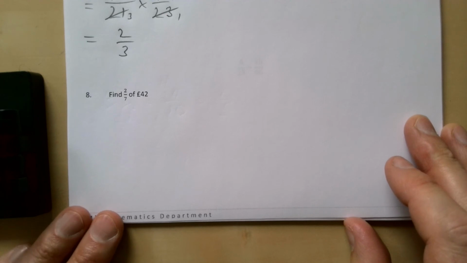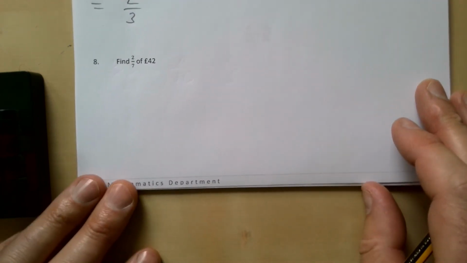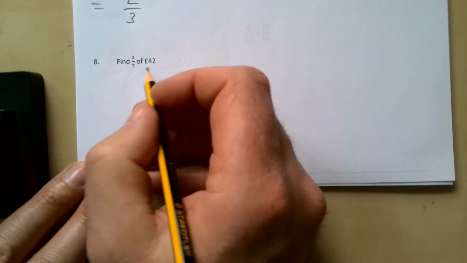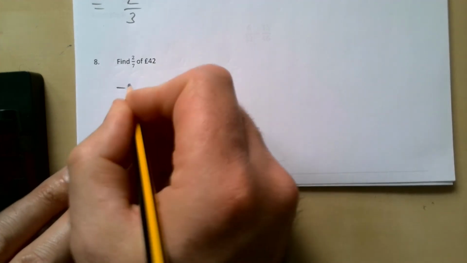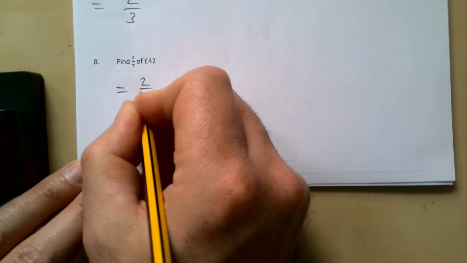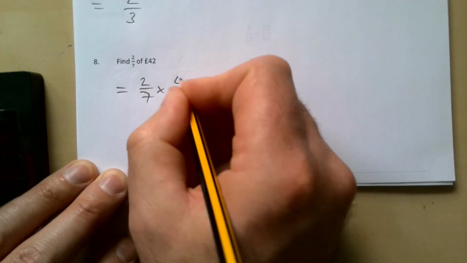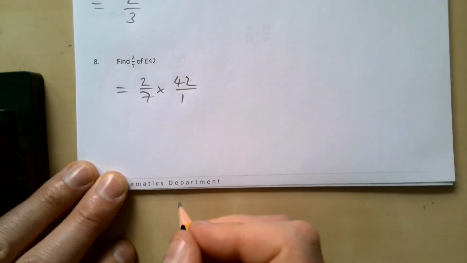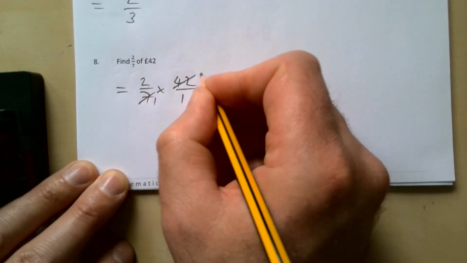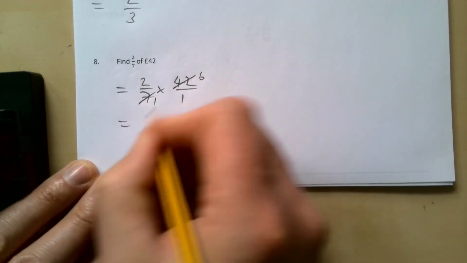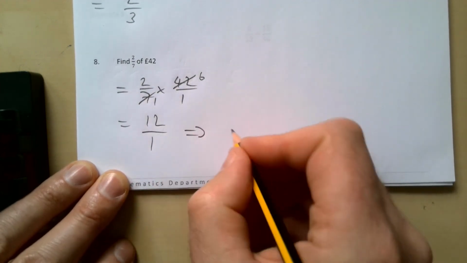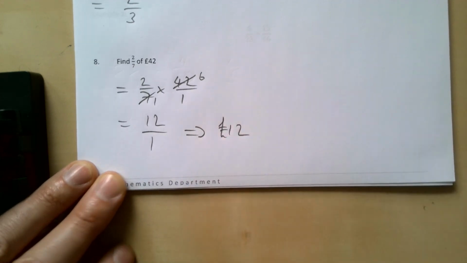2 sevenths of 42 doesn't really look like a similar question, but it is. If you wanted to, you could go the old method and just find 1/7 by dividing by 7 and times by 2. But this is actually the same as multiplying. Of means multiply whenever we're dealing with fractions. So that's the same as 2 over 7 multiplied by 42 over 1. So again, you can see we can cancel here. The 7's are going to go 1 and 6. And that leaves me 12 over 1, which then is of course £12.